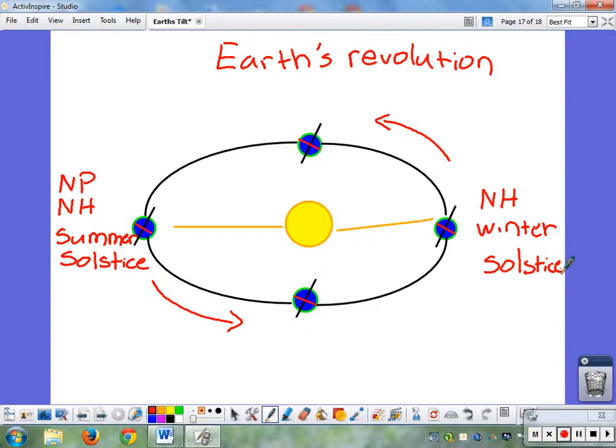Because Earth is revolving from the summer solstice, and in this diagram to the right, all the way over to winter, the season in between would be autumn. The position right here, 1/4 of the way through the revolution, would be the autumnal equinox. And if we continue up to the top, after winter, before summer, would be the vernal equinox.